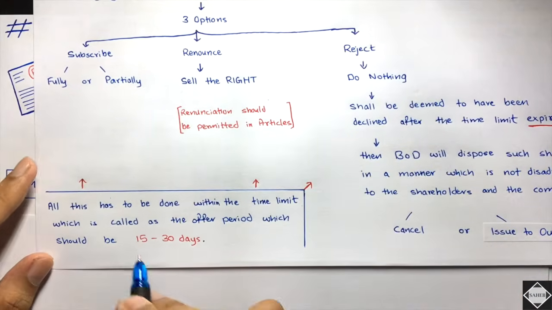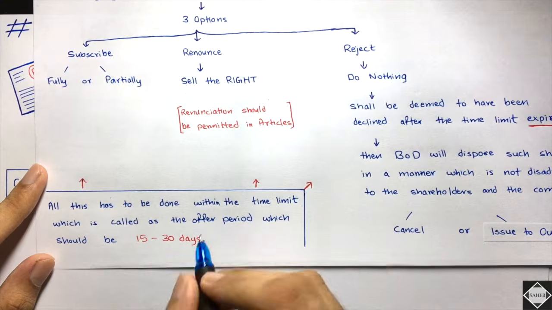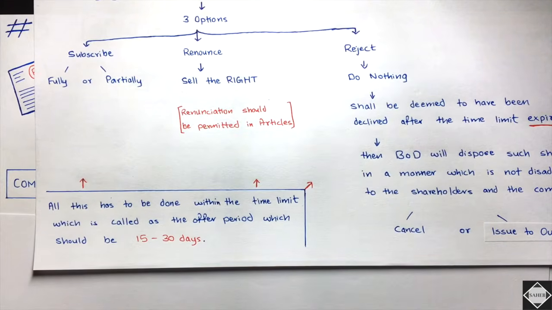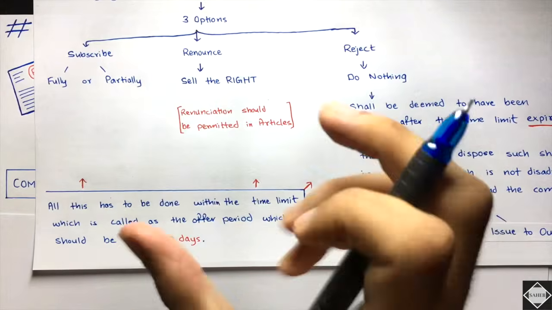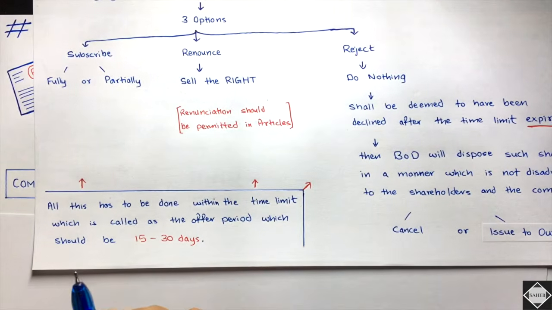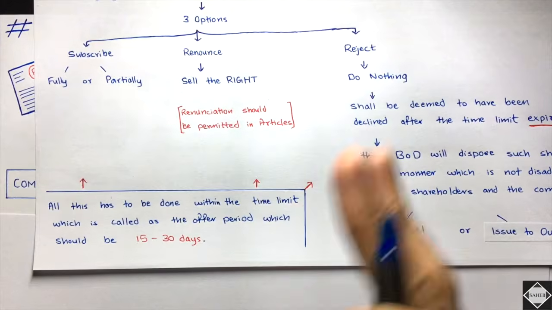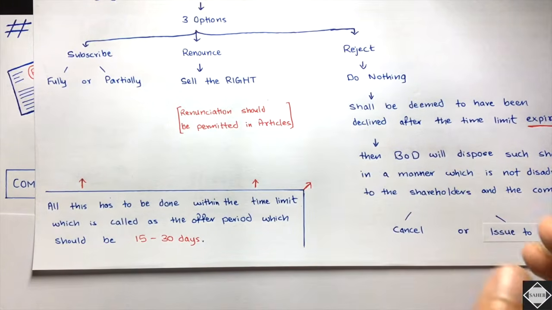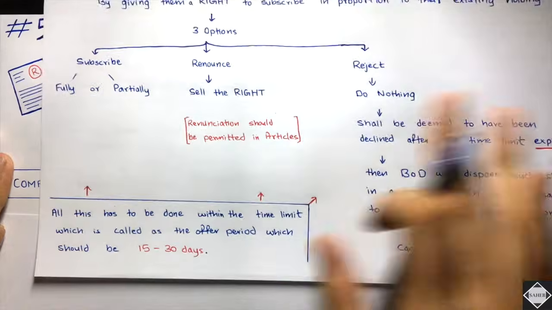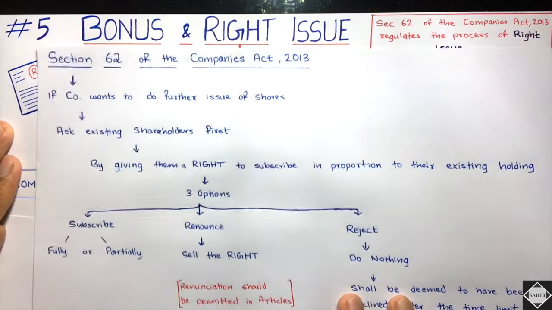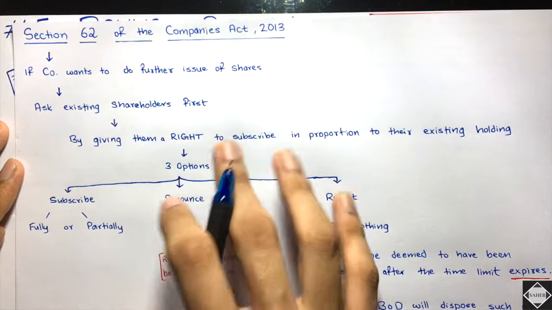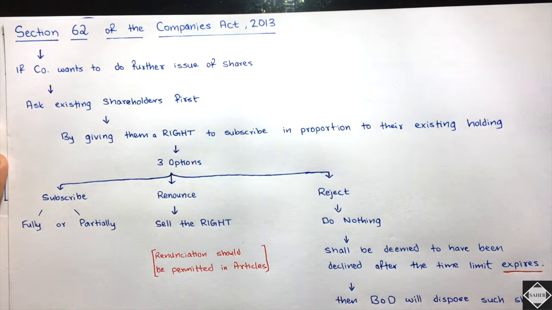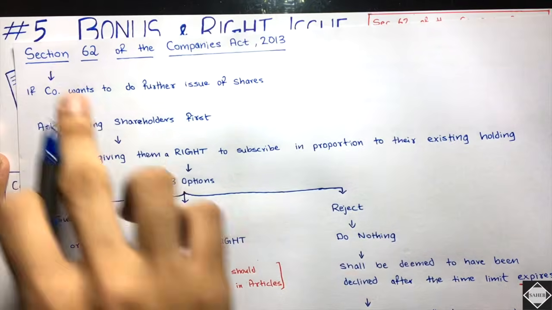This time limit is also known as the offer period. This period starts from that letter. In that letter it will be mentioned, and that letter will be posted 3 days before the time limit. So this was section 62 of the Companies Act, and you understood why it is like this, because of the dilution of the shareholding. It's very dangerous for the existing shareholders. That is why section 62 is there.